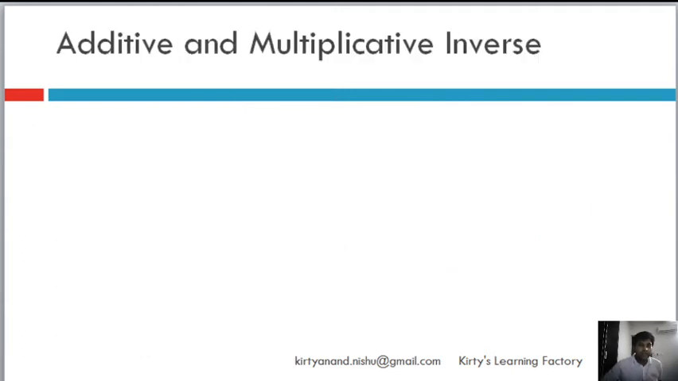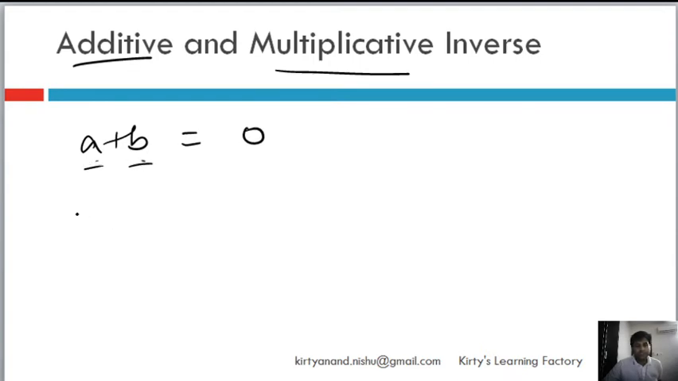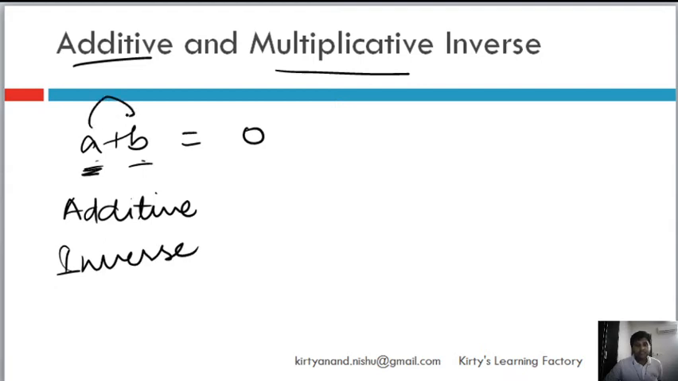Now there is this concept of additive inverse and multiplicative inverse. It is very simple. Whenever we add two numbers a plus b such that a plus b is equal to 0, both a and b are additive inverse of each other. Okay, so a is the additive inverse of b and b is the additive inverse of a.